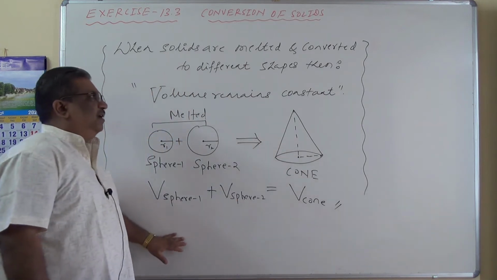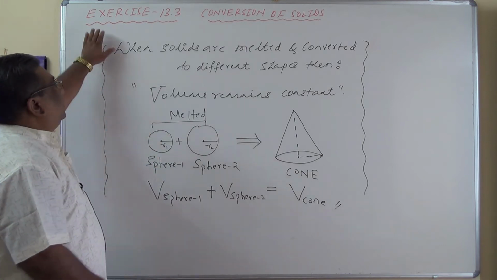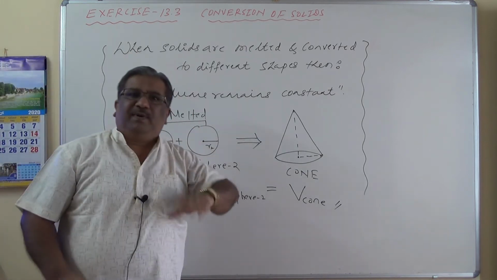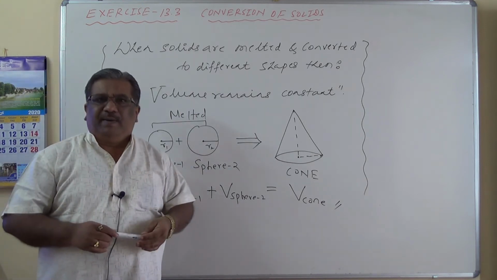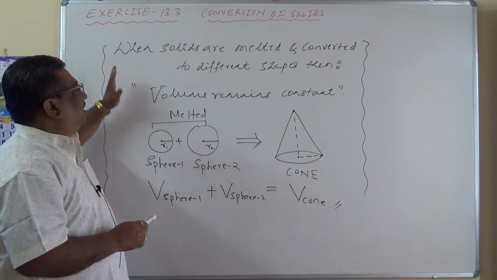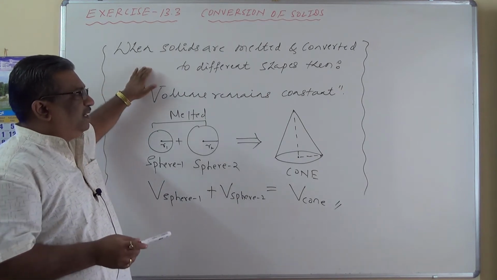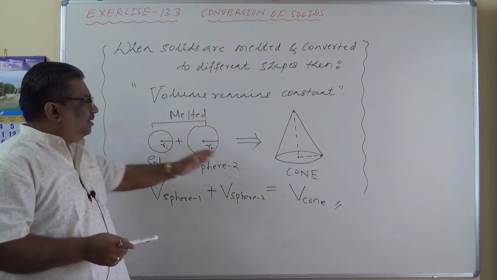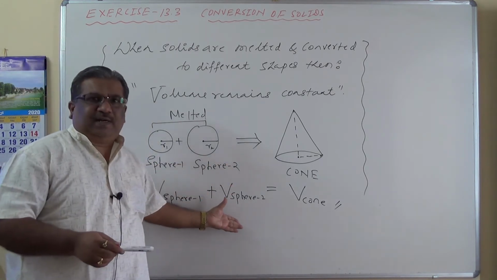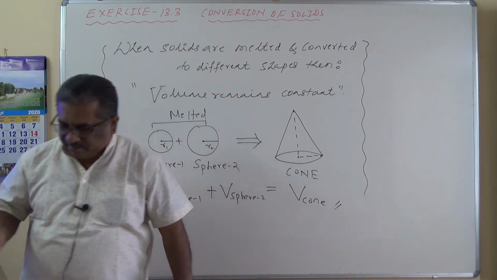I hope you understand. With this concept, let us start solving the numericals, that is from exercise 13.3. Example numericals you are requested to solve all, and exercise numericals will be taken up by me. So keep in mind, when the solids are melted and converted to different shapes and sizes, the volumetric ratio remains constant. So let us start solving numericals from exercise 13.3.